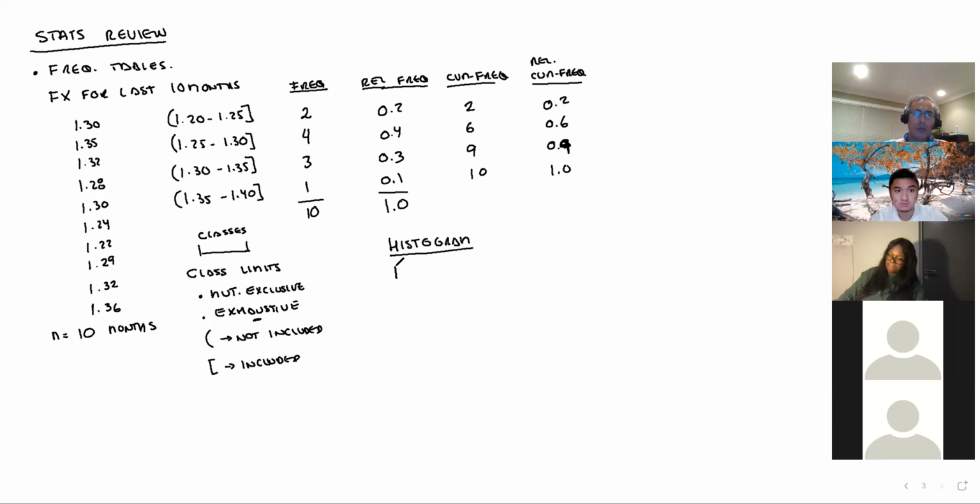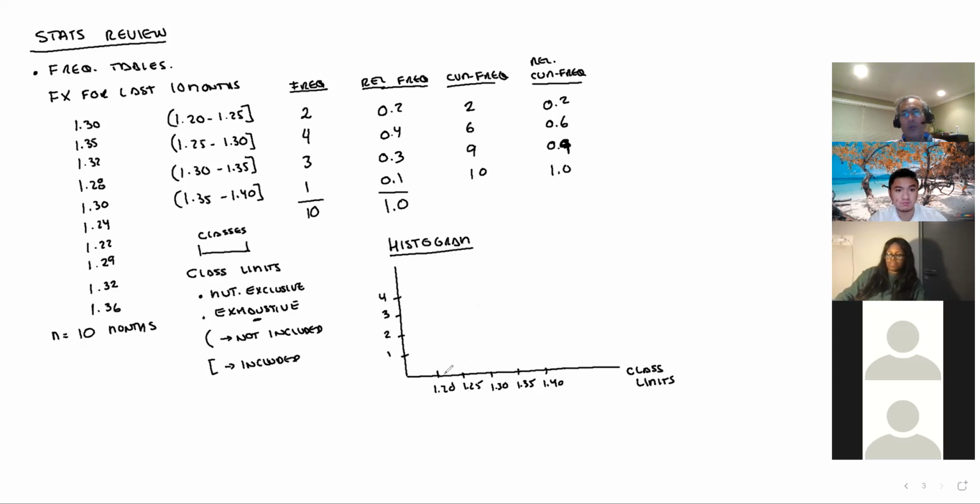For the histogram, what we do is we simply draw this here. Here we put our class limits. So I start at 120, 125, 130, 135, 140. And then I simply say how many observations? 4 is the maximum. 1, 2, 3, 4.